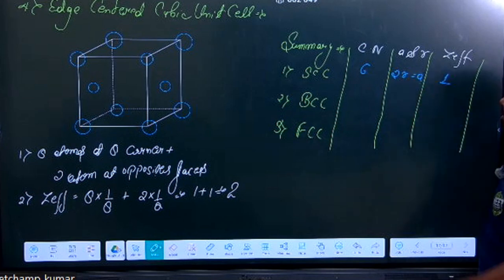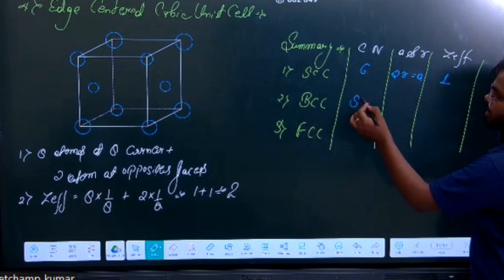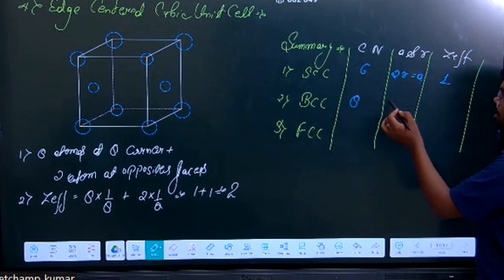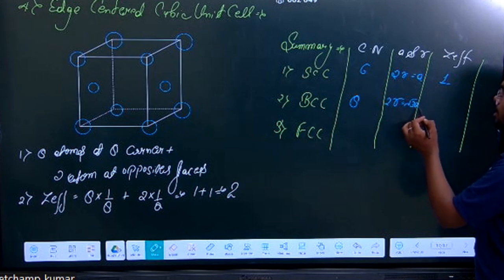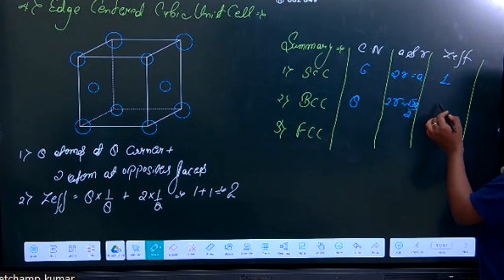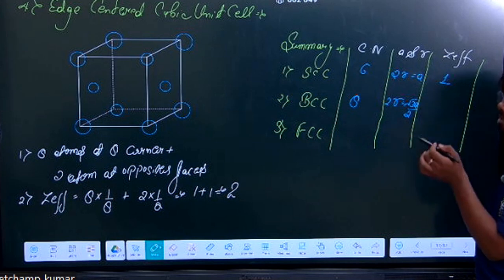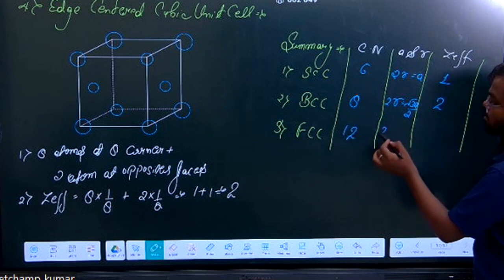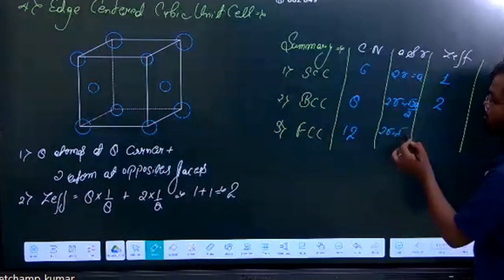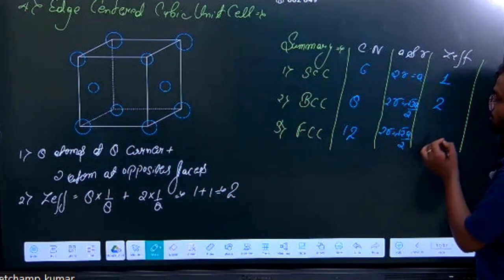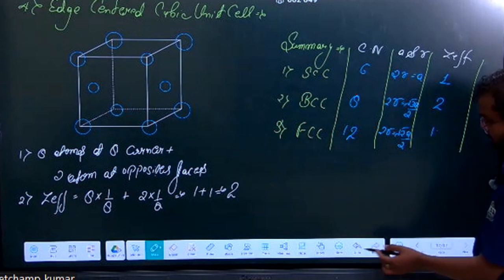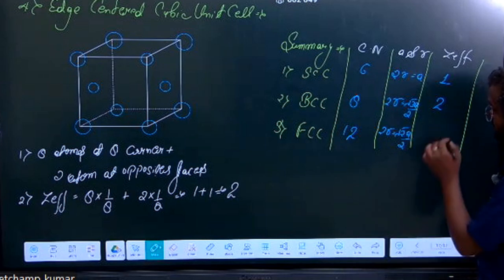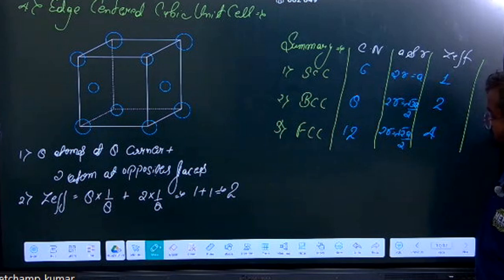Similarly, BCC. If you talk about BCC, we have coordination number 8. What is the relation? 4 times r is equal to root 3 a, that is 2r is equal to root 3 a by 2. What is Z effective for BCC? That is 2. Similarly for FCC, the coordination number is 12. This is 2r is equal to root 2 a by 2. And what is Z effective? Z effective, if you see, it is 4, right?